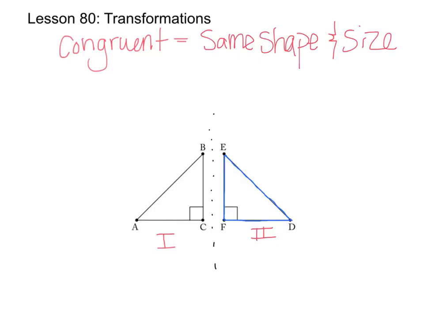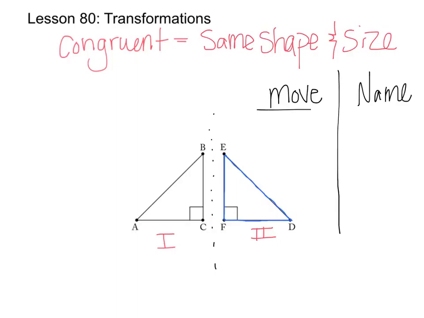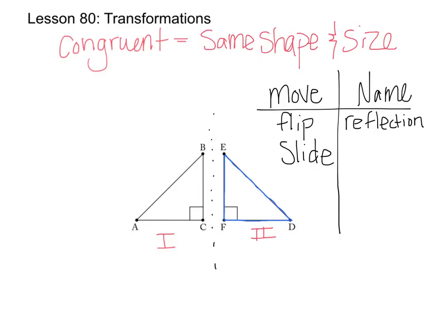Transformations have a special name, which we can make a table with. Let's do that. Okay, we've got movement, and we've got the name of it. We've got 3 of them. The first one's a flip. We call that a reflection. Then we have what's called a slide. We call that a translation. Then, if we turn something, we call that a rotation.